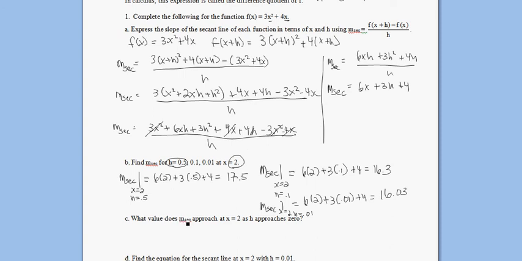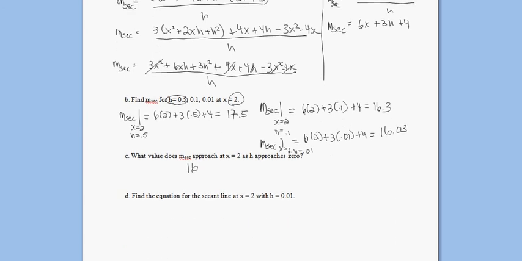What happens with the slope of the secant line as h approaches 0? So as h gets smaller and smaller and smaller, which in this case is getting really close to 0, what happens to the slope of that secant line? Well, it ends up looking just like 16.